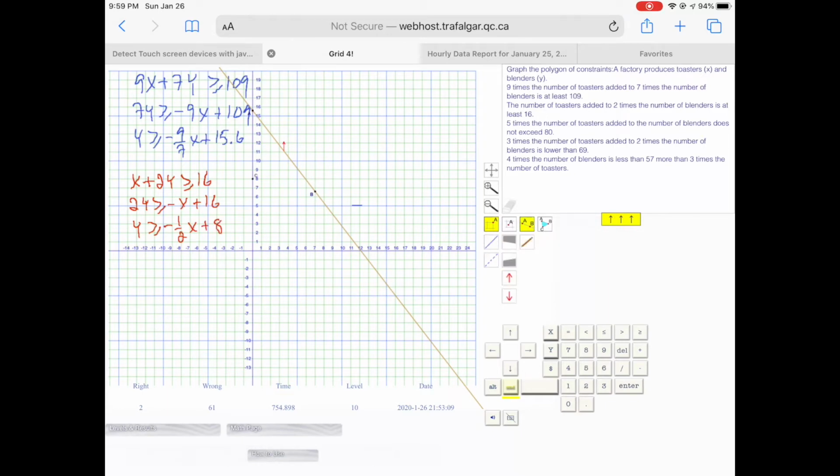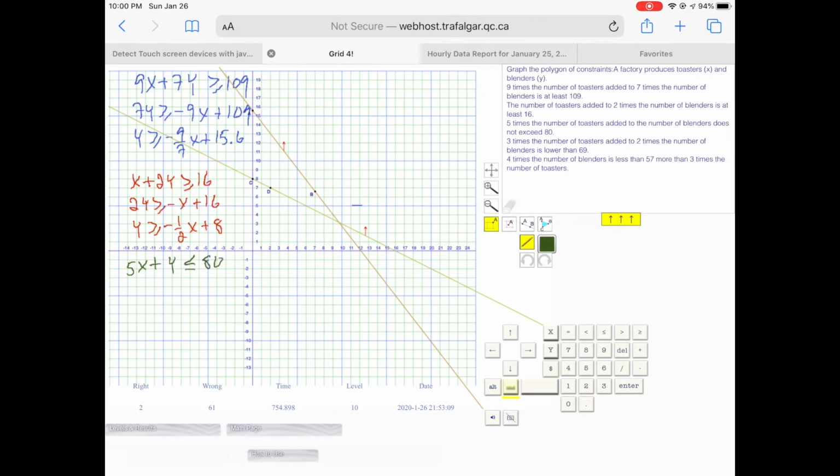Here's my 8. And the slope is negative 1/2. I'm moving over 2 and down 1. Greater than or equal to, I'm going to be shading above. 5 times the number of toasters added to the number of blenders, so that's 5x added to the number of blenders, does not exceed 80, less than or equal to 80.